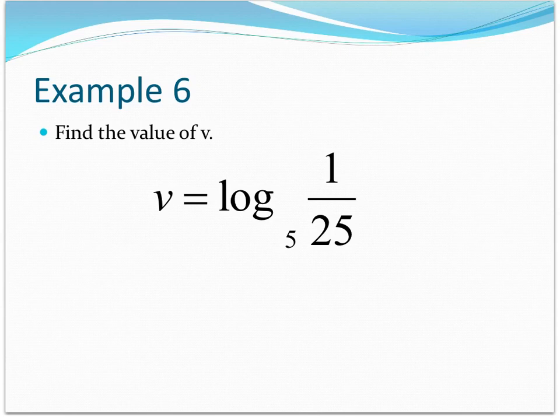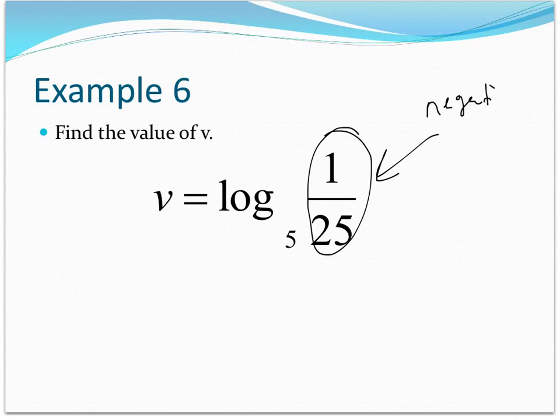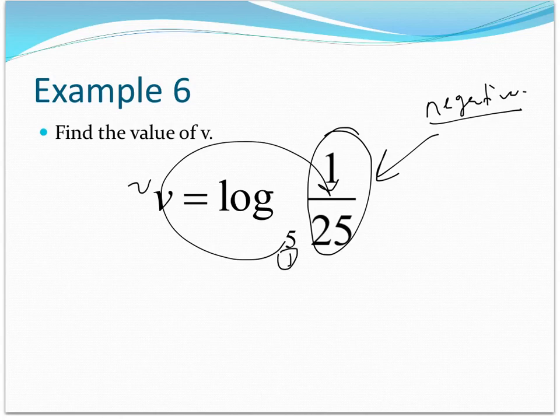Next one we have is log base 5 of 1 over 25. This clue right here, this fraction, should tell you I'm dealing with a negative exponent. So I'm going to rewrite it in exponential form. I do a little spiral, just a little bit of review: 1, 2, 3. So it's 5 to the v power is equal to 1 over 25.